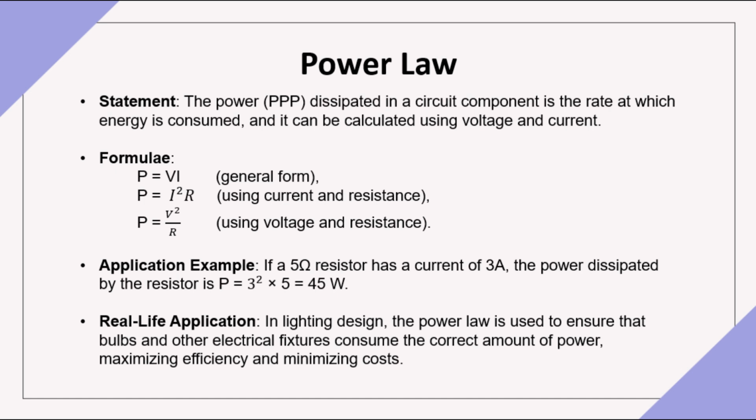Consider this example. A 5 ohm resistor carrying 3 ampere of current dissipates P equals 3 squared times 5, which is equal to 45 watts of power. This understanding is crucial for designing efficient electrical systems and preventing component overheating.